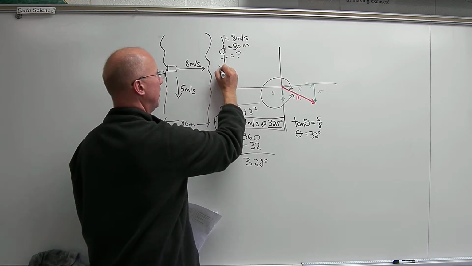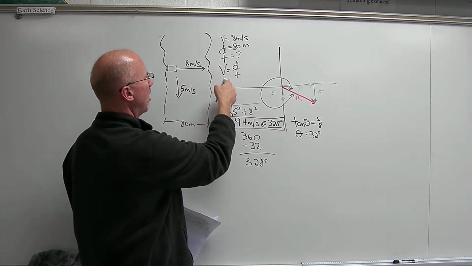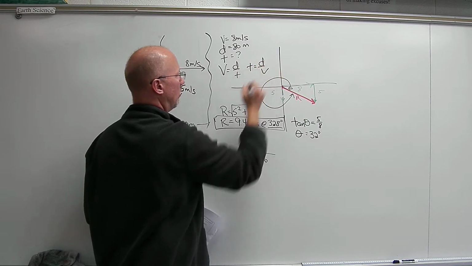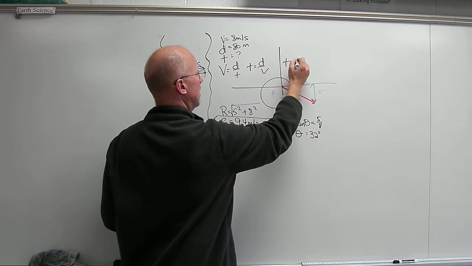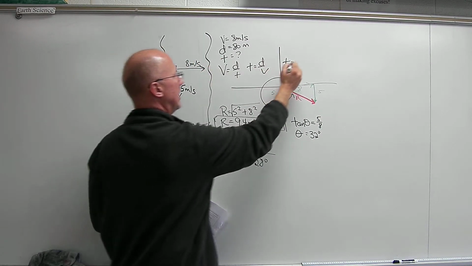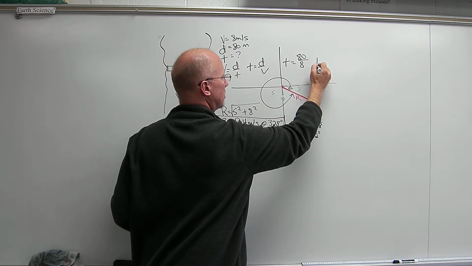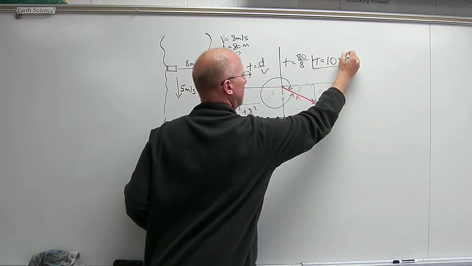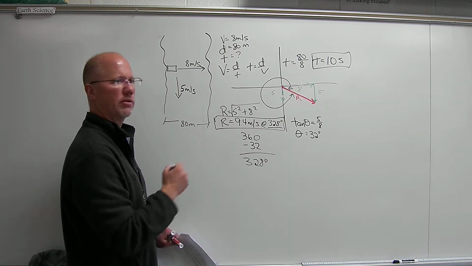Of course, v equals d over t. So solving for t, we get t equals d over v. In other words, t is equal to 80 divided by 8. So t equals 10 seconds. That's the answer to our second problem. That's how much time it takes to cross the river.